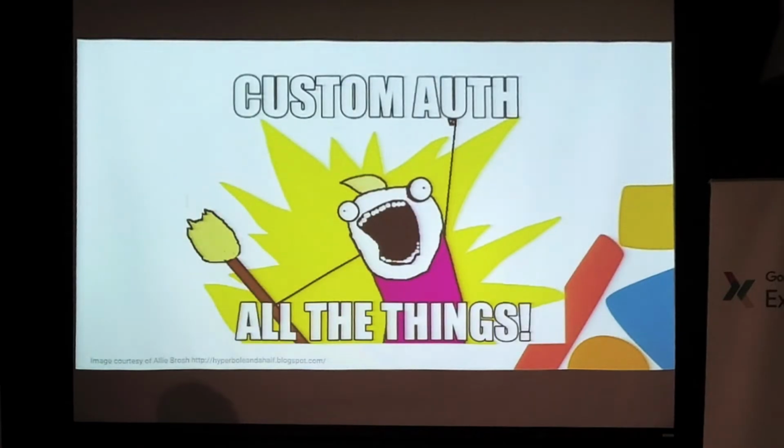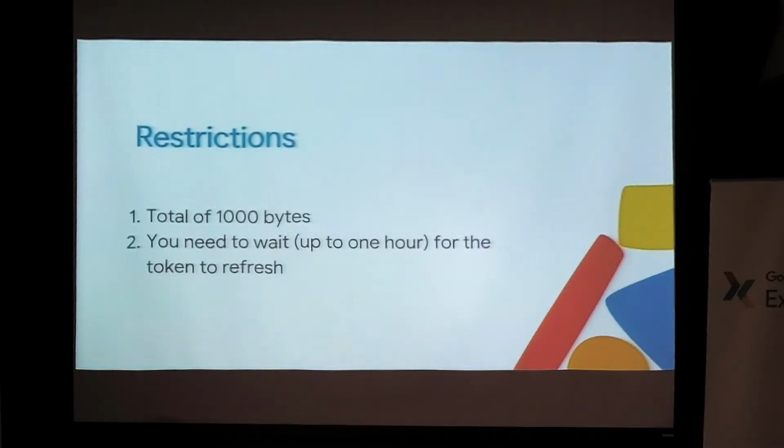Now, should you do this for everything? Nope. And that's because there are a couple of restrictions. First of all, this object can only have a maximum of 1,000 bytes. And the reason is because we will be sending this object back and forth in the pipe on every request. So you don't want to have a big payload there. It will slow down your app and it will slow down our service. So that's why we have a limit of 1,000 bytes of this payload.